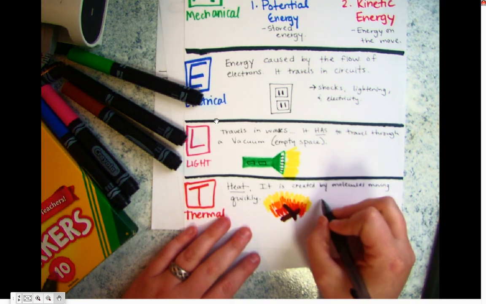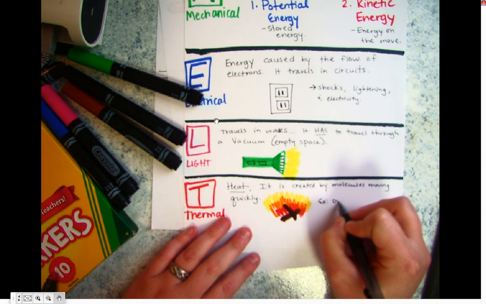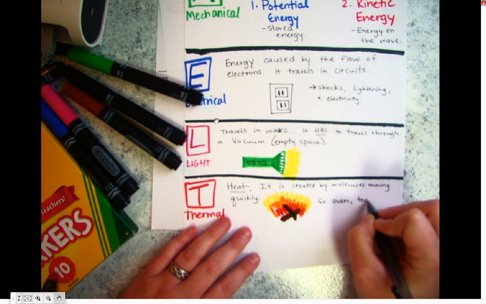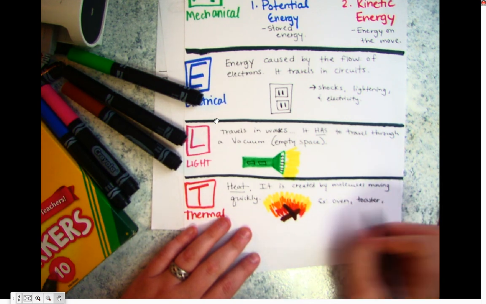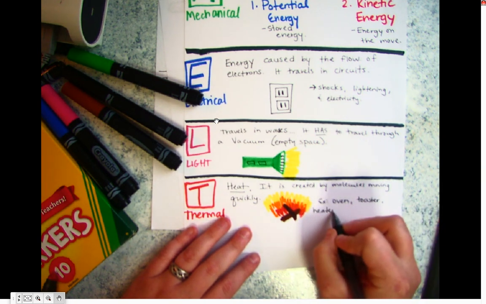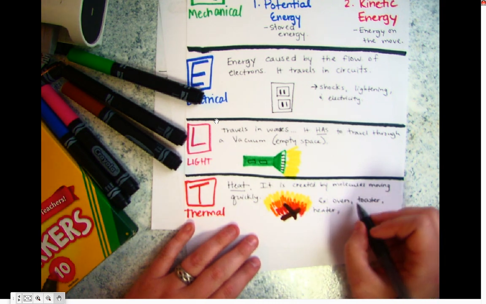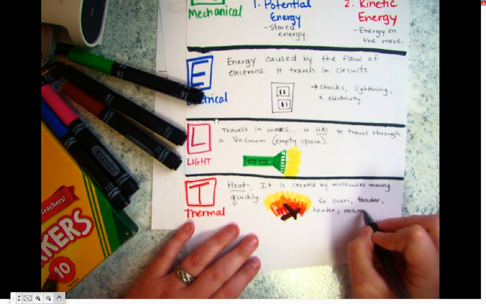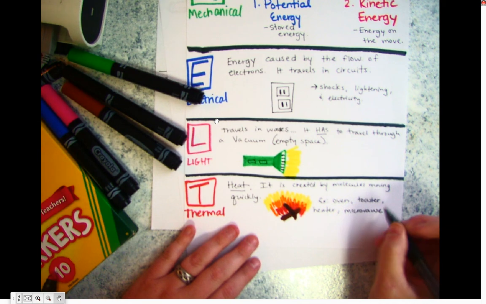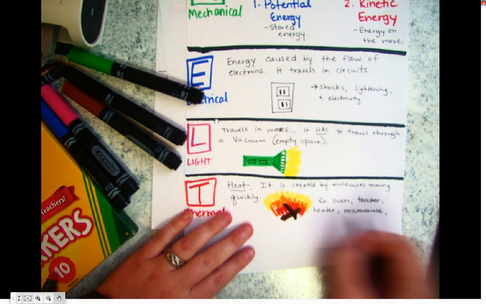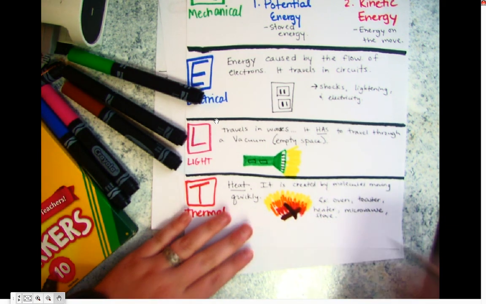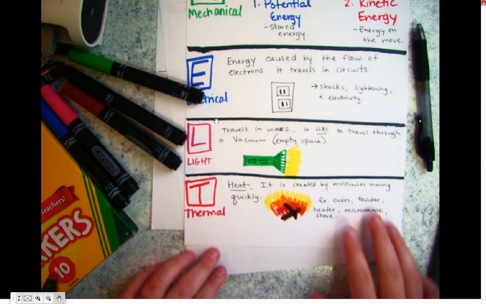Something else that we could put for examples, we've got an oven. Let's see, a toaster. What about a heater? Yes, I love thermal energy in the winter because it's cold. Woo! Microwave. Obviously, we don't want to eat cold pizza.